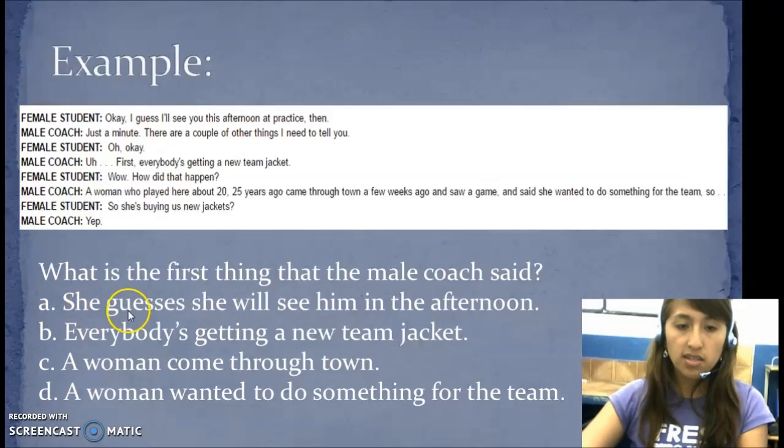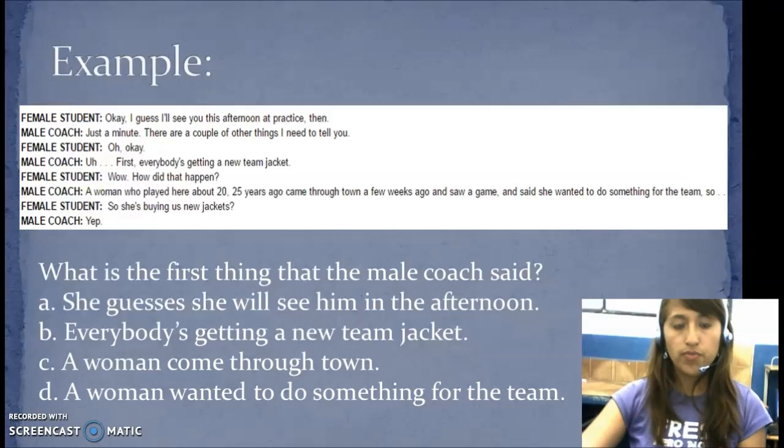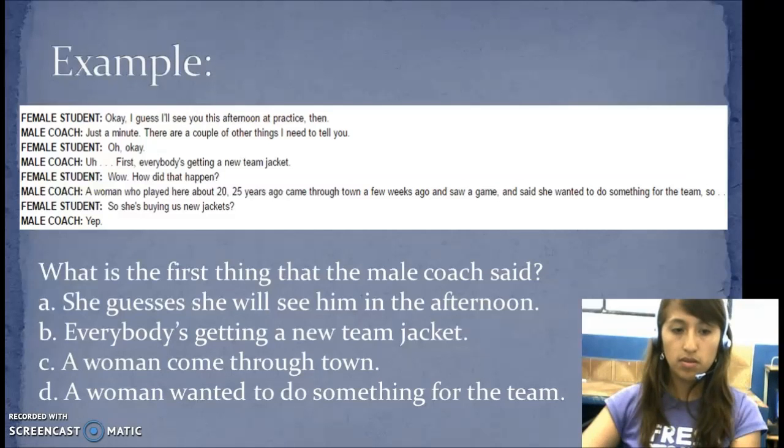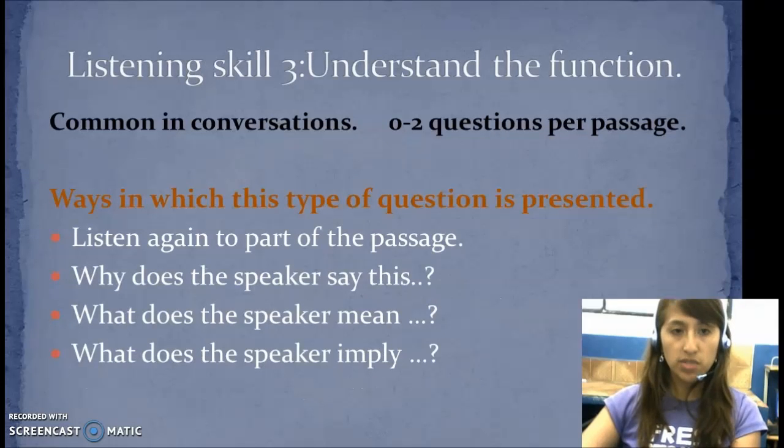A. She guesses she will see him in the afternoon. B. Everybody is getting a new team jacket. C. A woman come through town. D. A woman wanted to do something for the team. So, to answer this question, you can review your notes about the whole passage. Now, I'm going to explain listening skill 3.